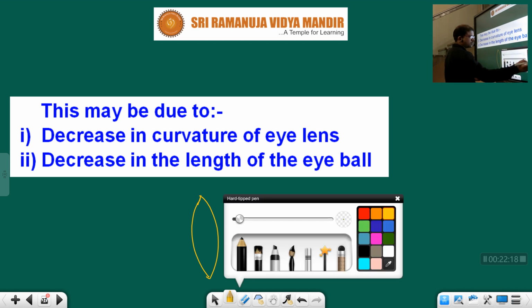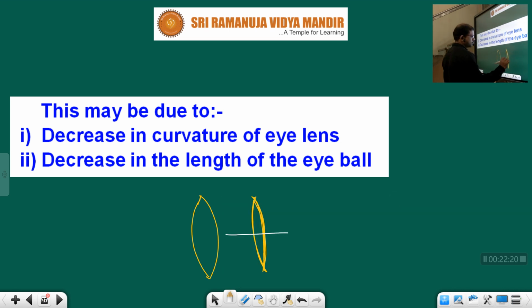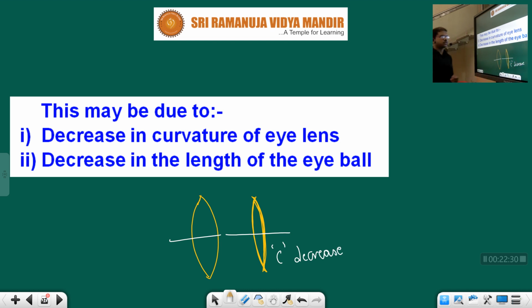Okay, children. So due to this, what will happen? Curvature decrease. And the length of the eyeball also decreases, children. Curvature decrease, length of eyeball also decrease. These two conditions cause hypermetropia.